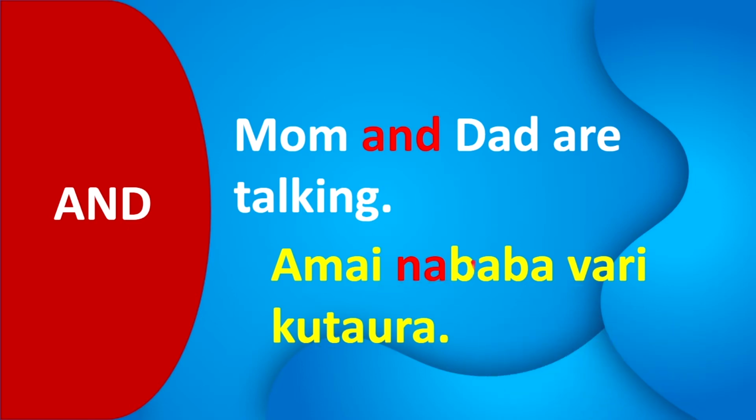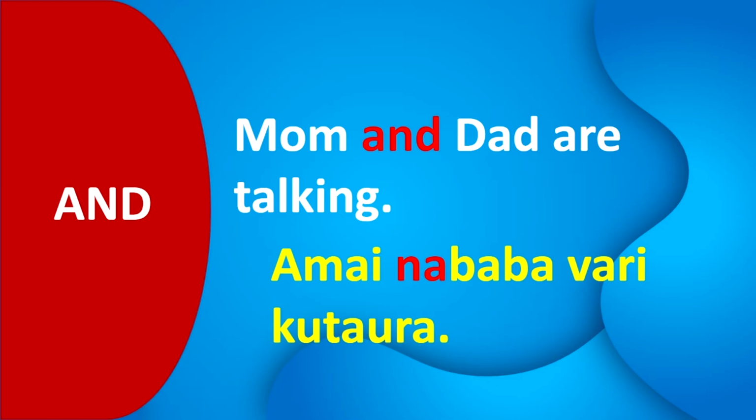So I hope you understand here. "And" has become the prefix of the translation of dad, which is the second noun that we are combining in the sentence. So amai na baba vari kutaura. In this sentence, mom and dad are proper nouns of people.